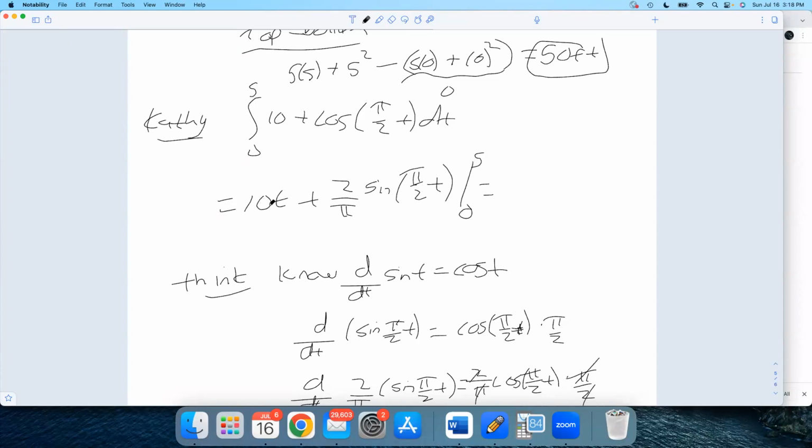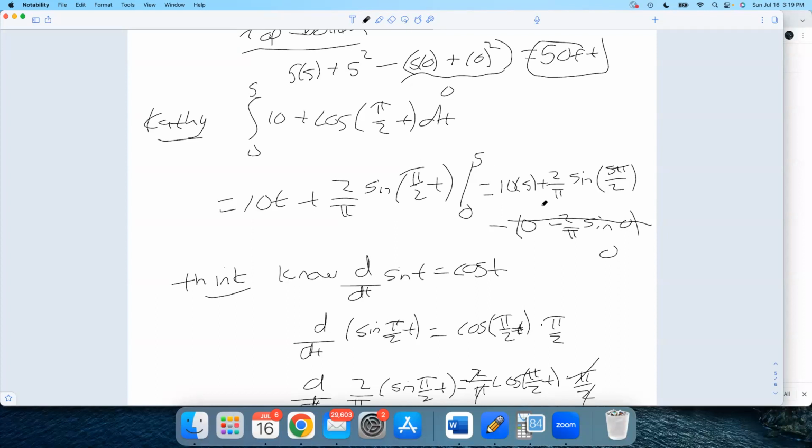So plugging in t equals 5 to everybody, all the way across, I get 10 times 5 plus 2 over pi times sine of 5 pi over 2. Minus, plug in 0, I get 0 minus 2 over pi times sine of 0. Sine of 0 is just 0. This whole thing here is just 0.